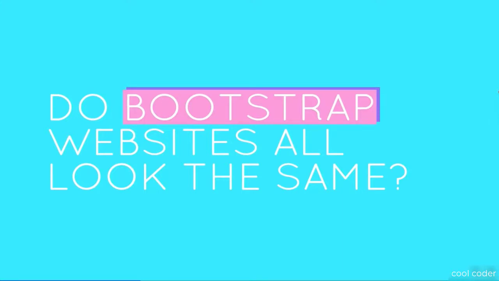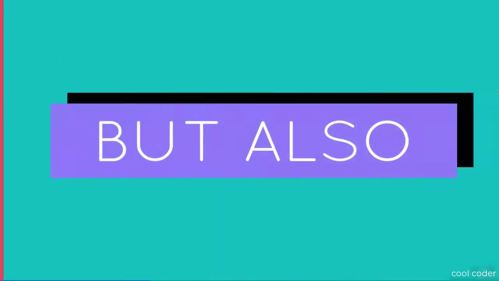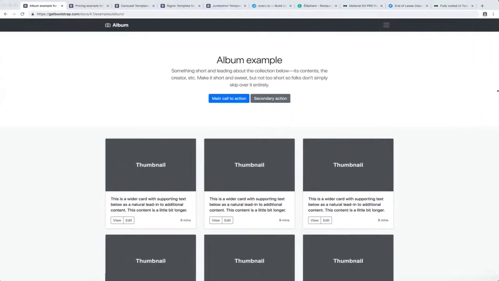One thing that comes up a lot is that people ask about Bootstrap websites all looking the same. If you're using the same nav bars, the same button components, aren't your websites going to look identical? And the answer is they can, absolutely. But also, no, because usually if you're making something, you're going to customize things. You're going to make things that actually look different. So let me just show you some examples.